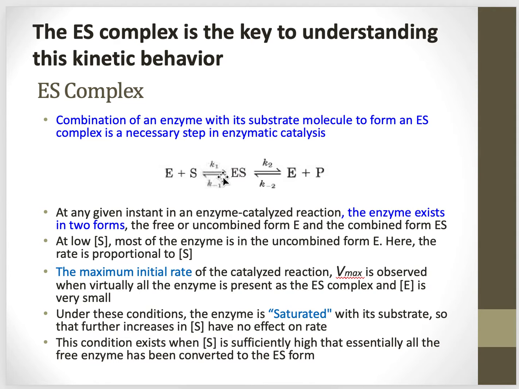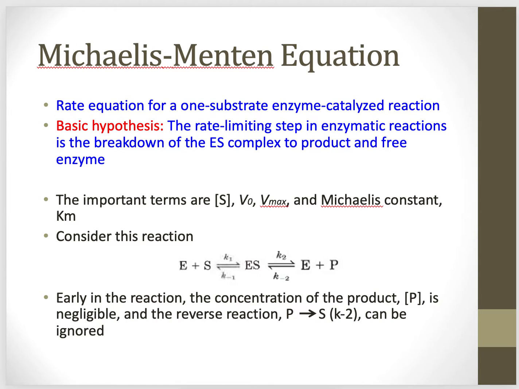So the ES will form easily. So the fate of the production of the product will completely depend on this step. I mean, if the ES form breaks down, then the product will be formed. So this is the hypothesis. The rate limiting step in enzymatic reactions is the breakdown of the ES complex to product and free enzyme when the substrate concentration is sufficiently high.